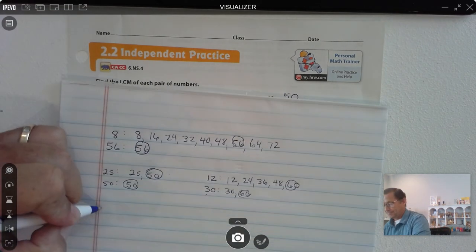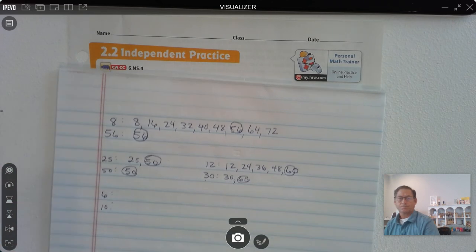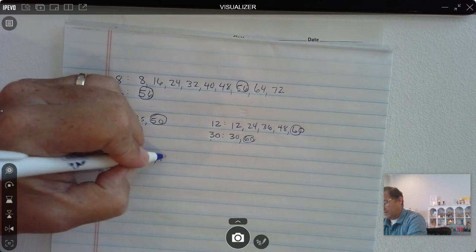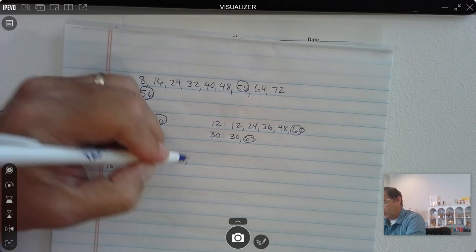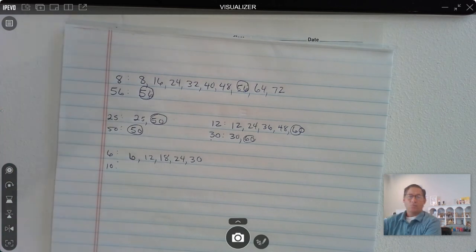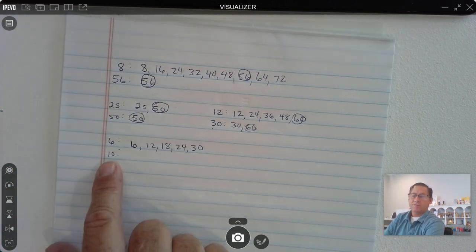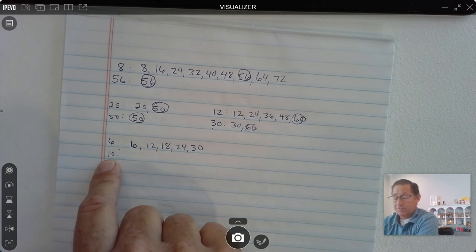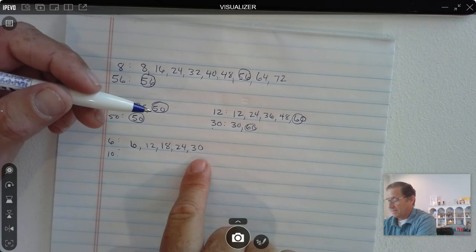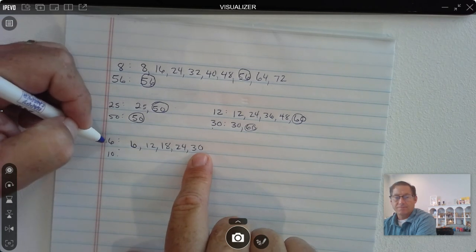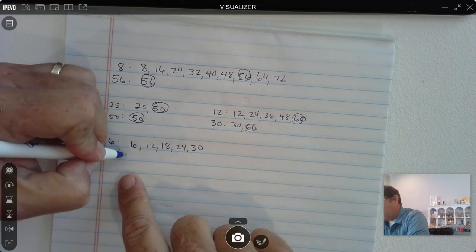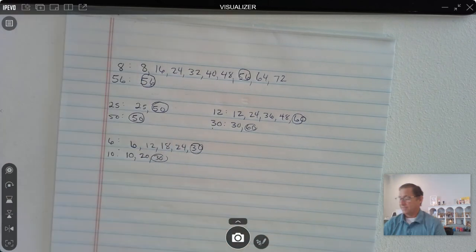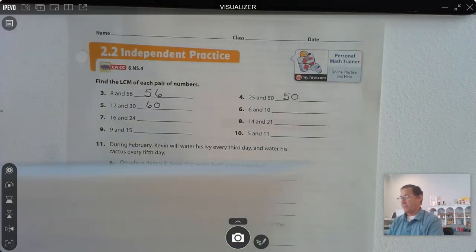6 and 10. 6, 12, 18, 24, 30. We can stop there because I know that multiples of 10 have to end in a 0, right? 10, 20, 30, 40, 50, they all end in zeros. So as soon as I got to a multiple of 6 that was 30, or that ended in a 0, I can go ahead and list the multiples of 10. And we know that the least common multiple of 6 and 10 is 30.